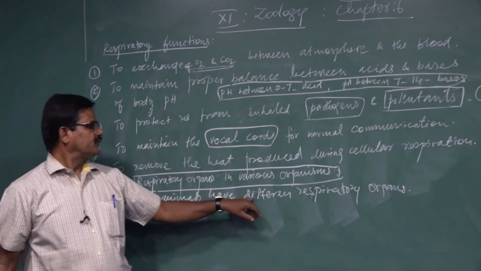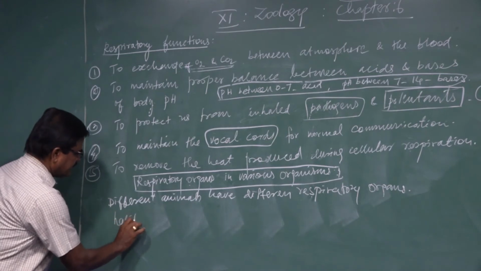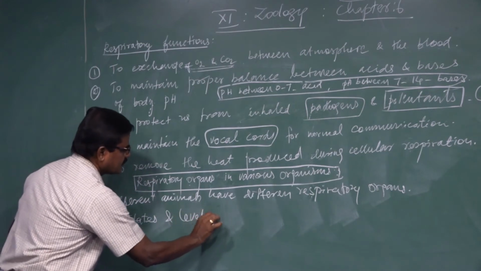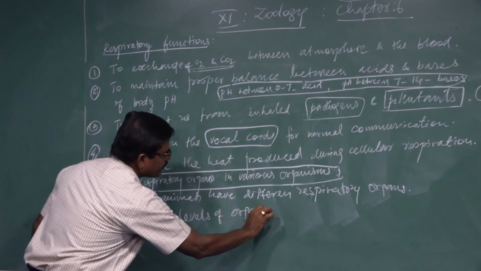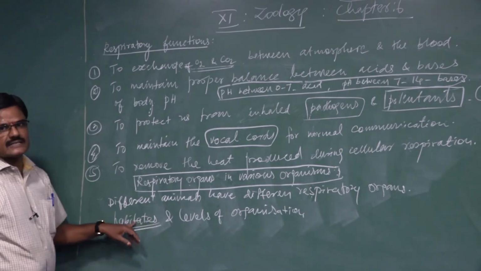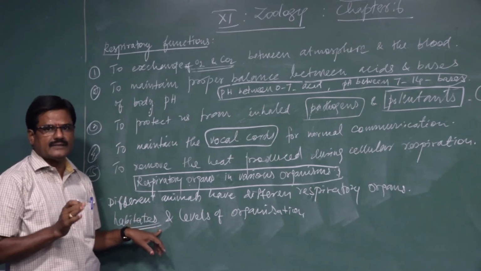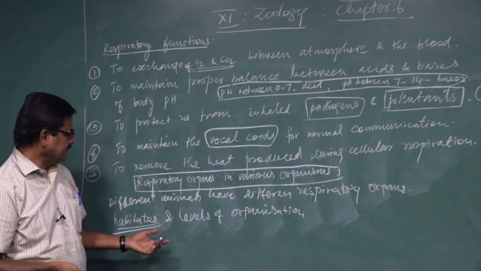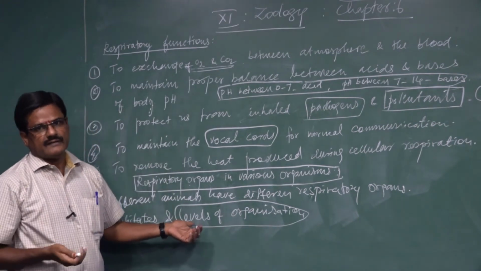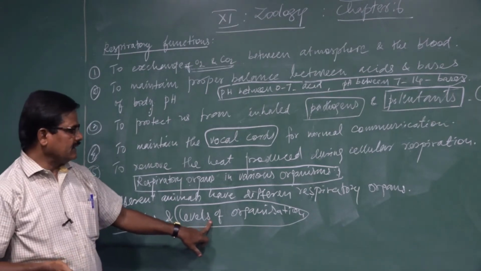Different animals have different respiratory organs depending upon the habitats and levels of organization. What is meant by habitats? Living place. Suppose some organisms can live in water, some organisms can live on land. Depending upon that, the respiratory organs differ. Then the respiratory organ also differs depending upon the levels of organization, that is cellular level, tissue level, organ system level.